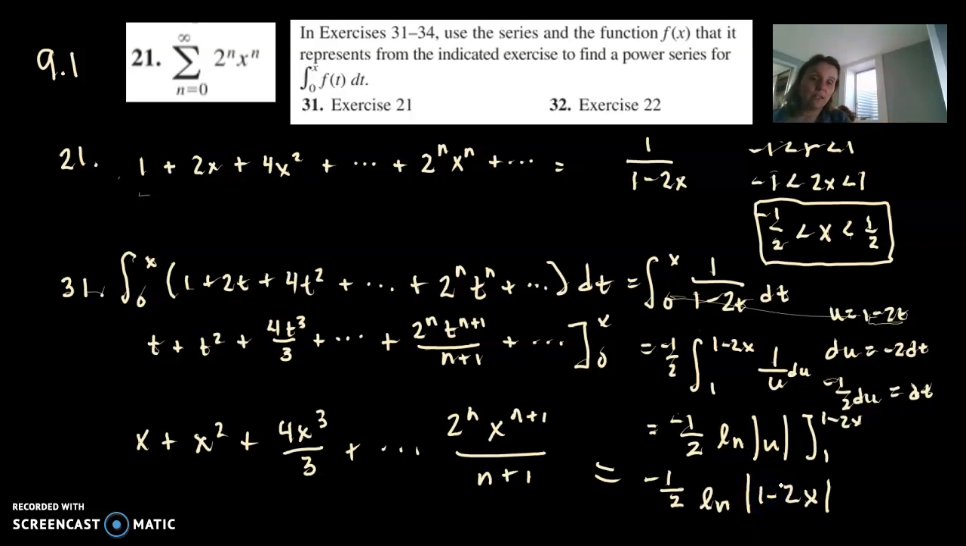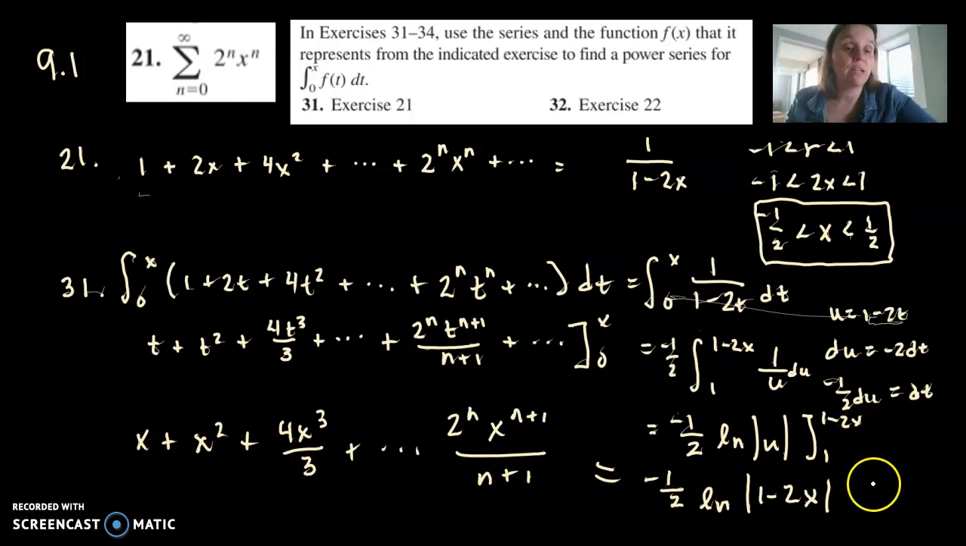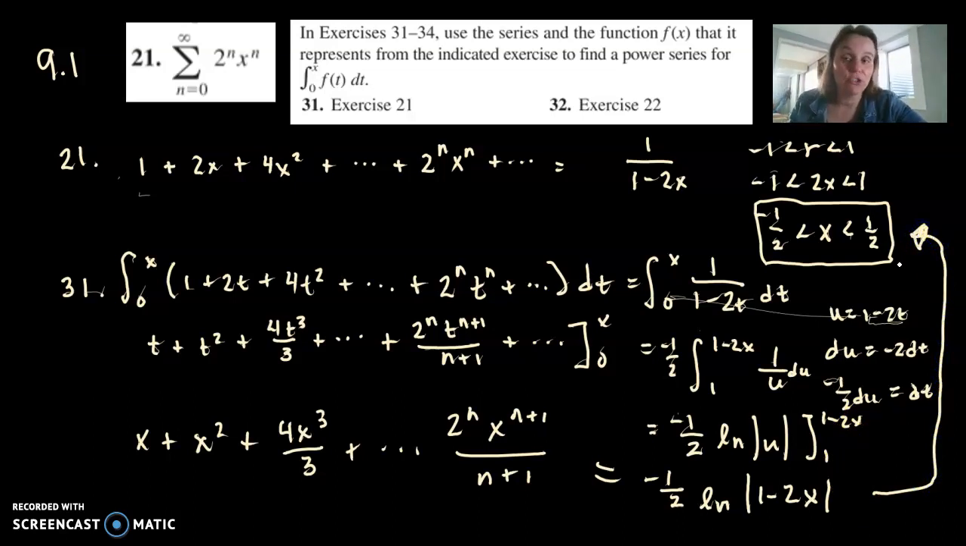And this is a true statement because we just did the same thing to both sides of the equation, but it's only a true statement on the interval of convergence. So 31 has the same interval of convergence that 21 had. All right. Hope that helps.